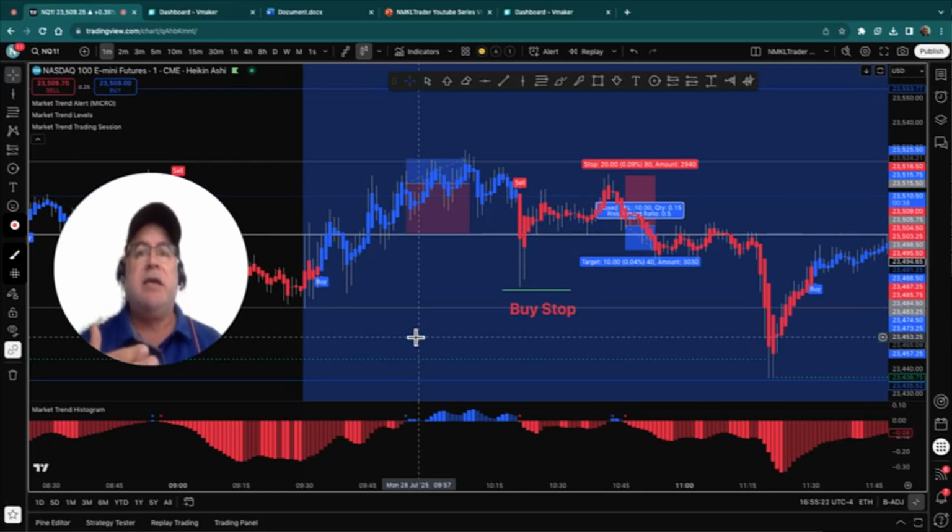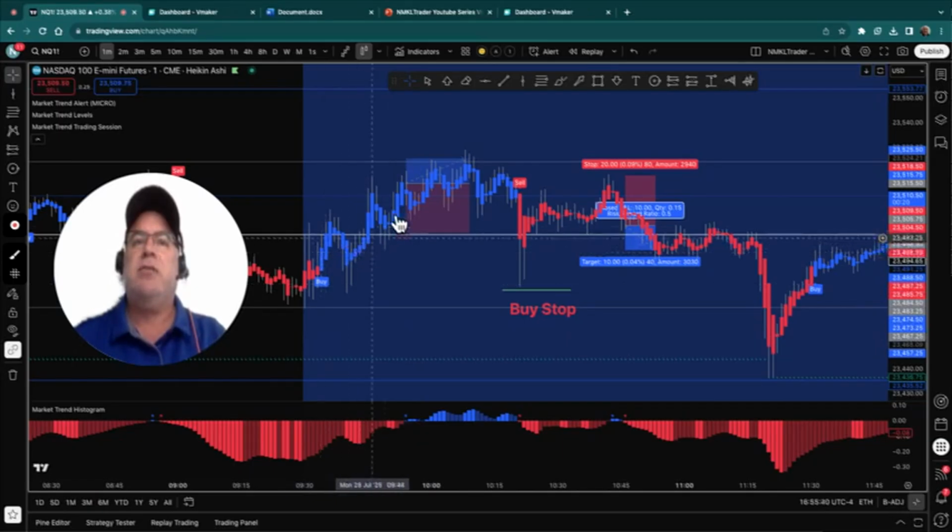Well, today was just kind of sideways. It got into a channel. It did go down a little bit, but not a whole lot. But we can still pull those trades out of there. First of all, the market trend system has a micro trend, which is what you see in the candle colors up here. And it has a macro trend, the histogram at the bottom.